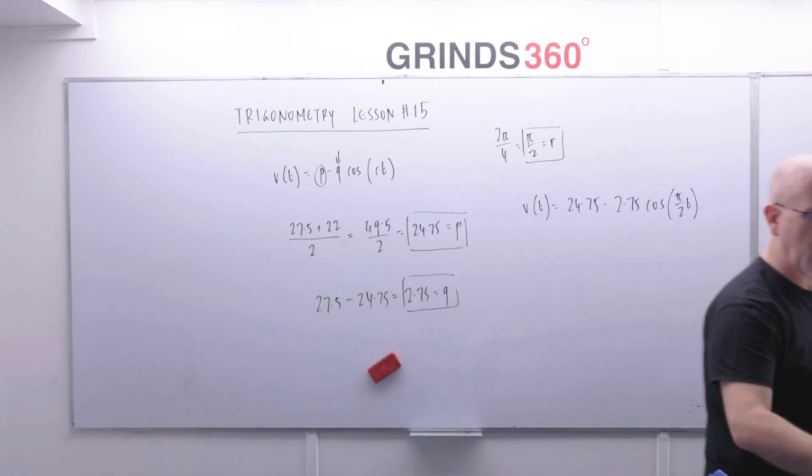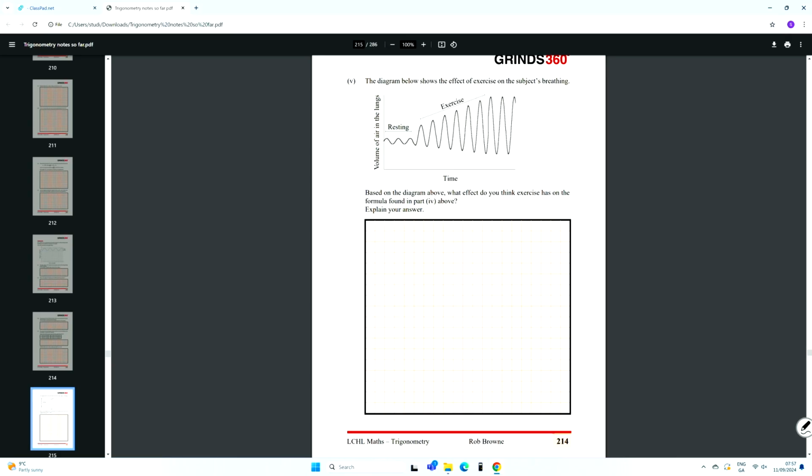And then the last part of the question, just to finish up. So it looks like this, part 5. It says the diagram below shows the effect of exercise on the subject's normal breathing. So there's the normal breathing there at rest along here. And then suddenly you start exercising. It says, based on the diagram above, what effect do you think exercise has on the formula found in part 4?